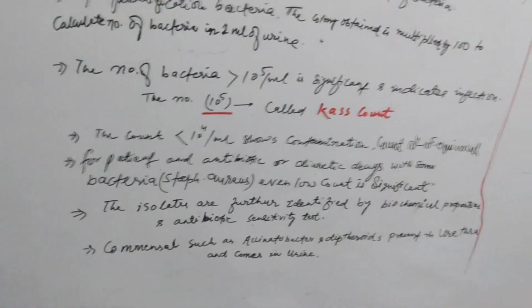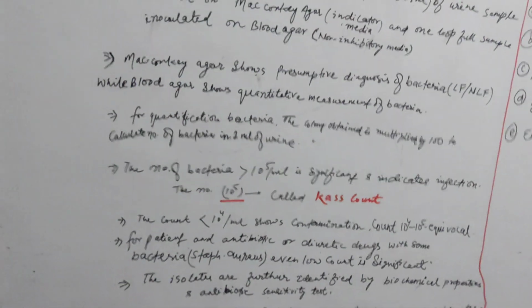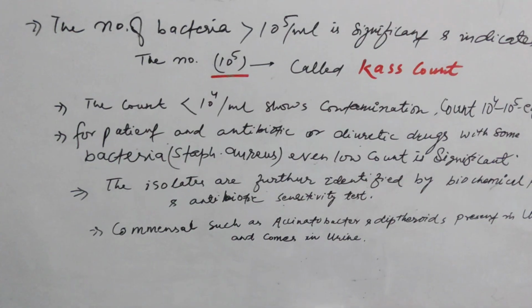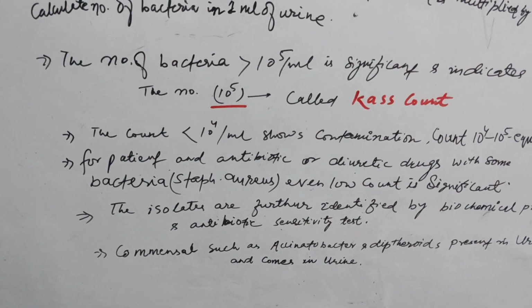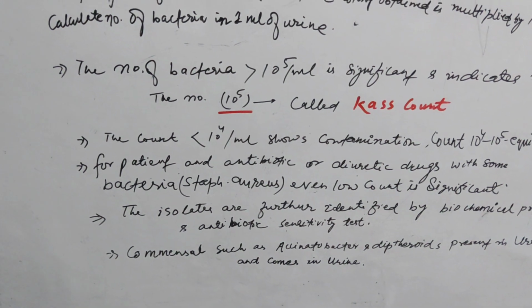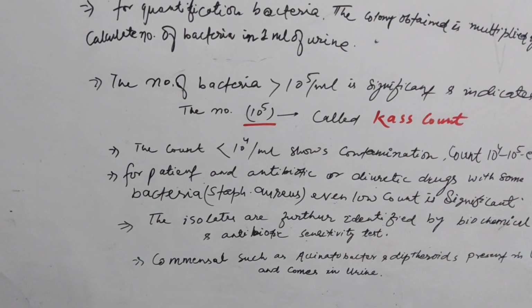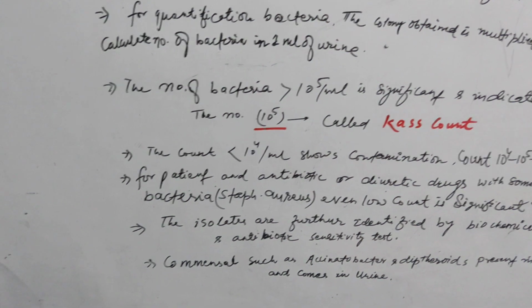That means if the count is less than 10 to the power 4 per ml, it means there is contamination of the bacteria, and the count between 10 to the power 4 to 10 to the power 5 is equivocal. That means there may be contamination or it may be due to infection.